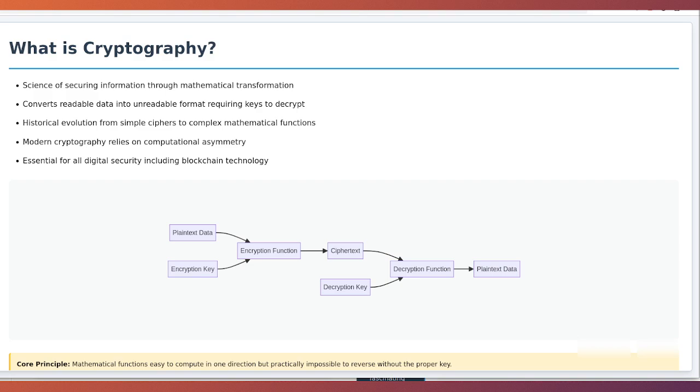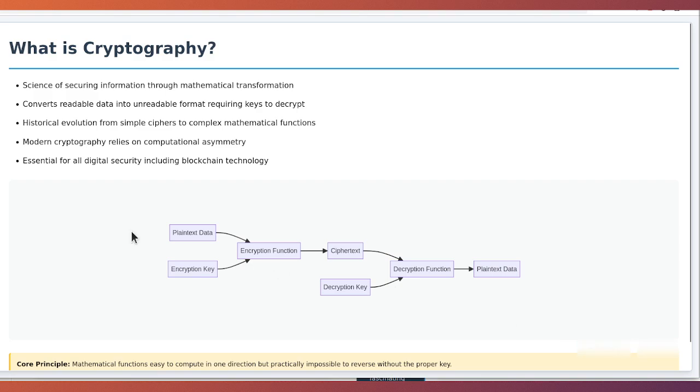Modern cryptography relies on mathematical functions that are easy to compute in one direction, but practically impossible to reverse without the proper key. This asymmetry is what makes cryptography so powerful. In blockchain technology, cryptography serves three critical purposes. It verifies the identity of users, ensures data integrity, and maintains the privacy of transactions. The mathematical foundations are complex, but the practical applications are elegant and intuitive once you understand the basic principles.